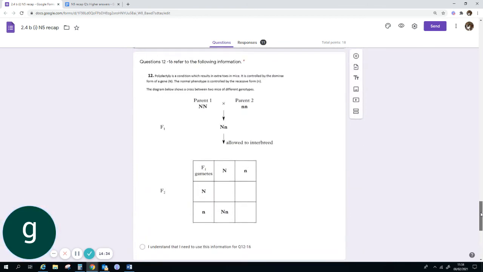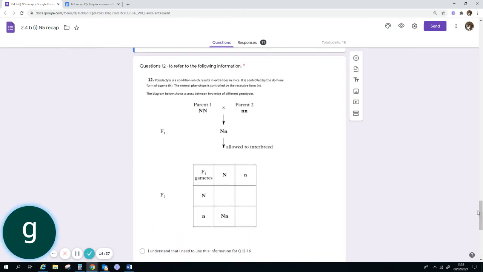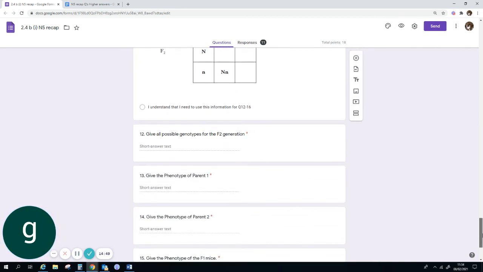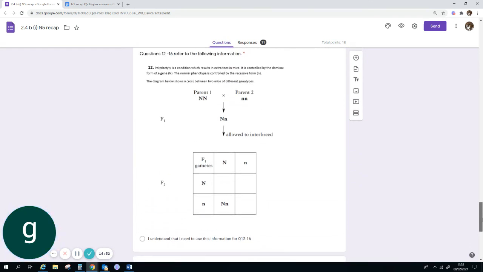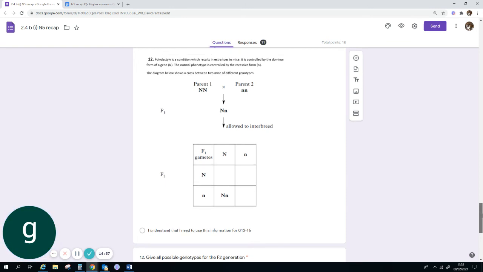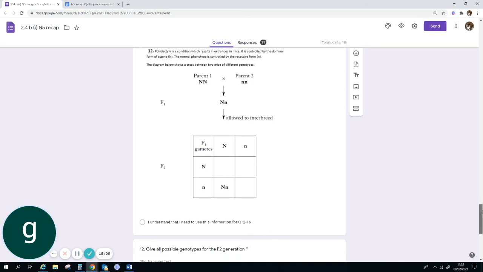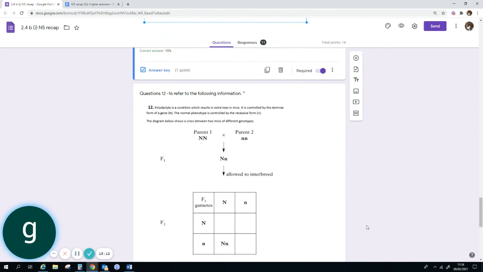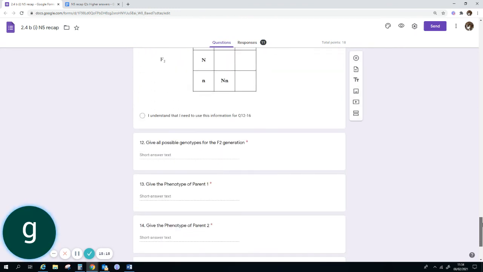And the last little bit, we'll power through this. So the possible genotypes for the F2. So big N, big N, big N, small n, and small n are the 3 possible genotypes. If you write an extra big N, small n in, it doesn't matter. The phenotype of parent 1. So parent 1 looks like it has the normal phenotype, and parent 2 looks like it has the recessive phenotype. Parent 1 would be polydactyl or have extra fingers, and parent 2 would have the recessive phenotype, which is normal. In the F1, all of the F1 have a dominant and a recessive allele, so will be polydactyl.